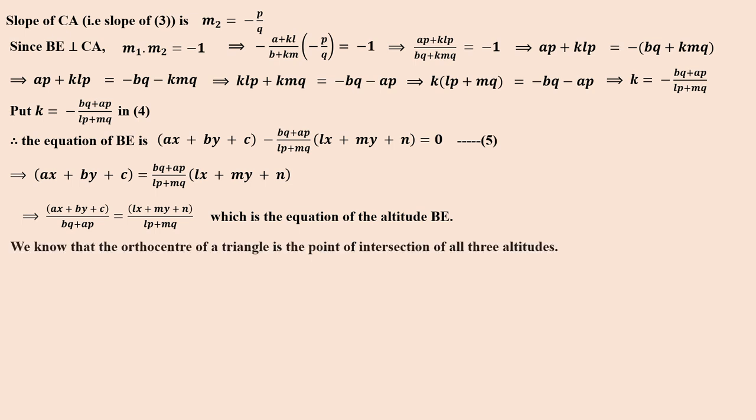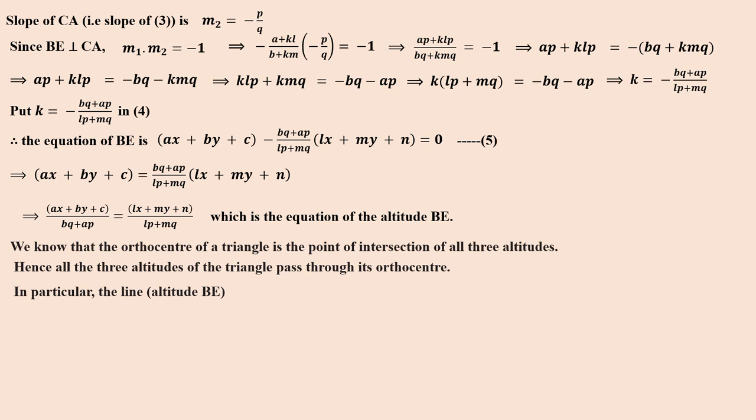We know that the orthocenter of the triangle is the point of intersection of all three altitudes. So hence all the three altitudes of the triangle pass through the orthocenter, definitely. So in particular the line BE, that is altitude B, one altitude, definitely passes through the orthocenter. So the line BE, whose equation is AX plus BY plus C by BQ plus AP equal to LX plus MY plus N by LP plus MQ, passes through the orthocenter of the triangle ABC.